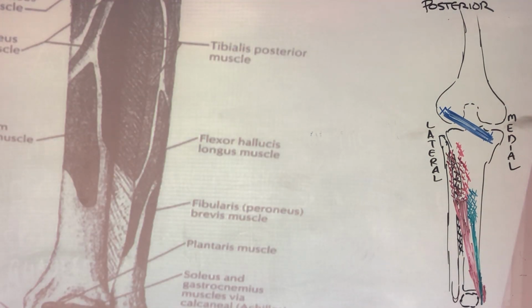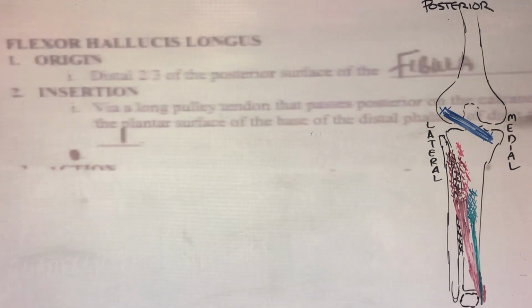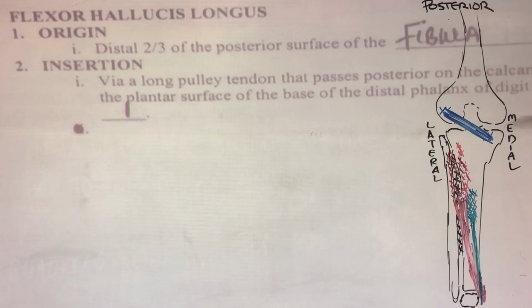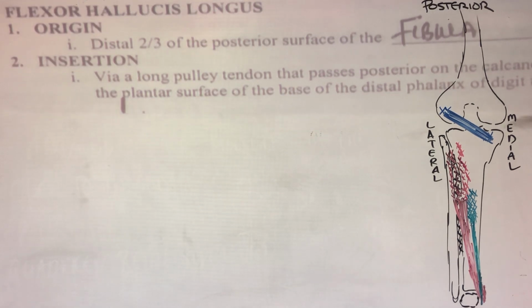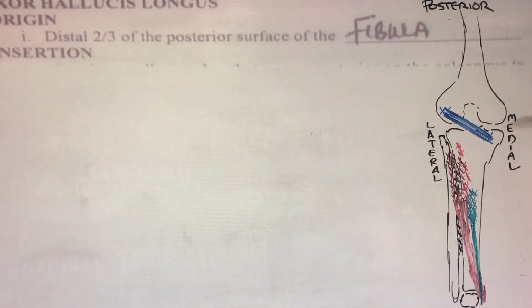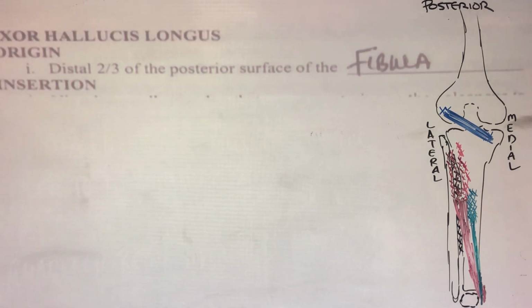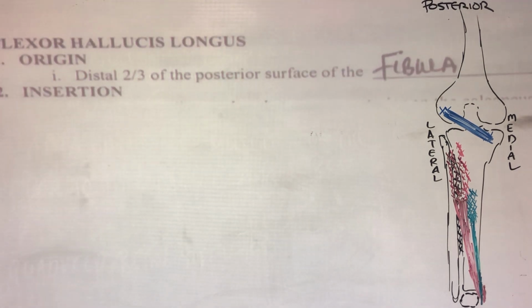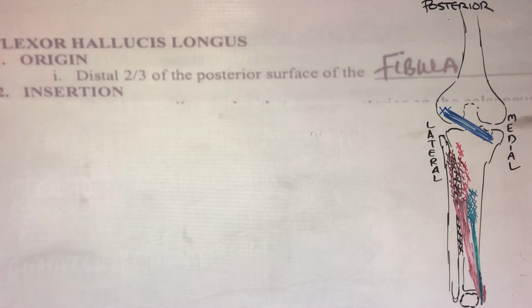Okay, last muscle for today, and you'll draw, is flexor hallucis longus. Okay, and it's the distal 2/3 posterior surface of the fibula. So it's flexor hallucis longus, distal 2/3 posterior surface of the fibula.